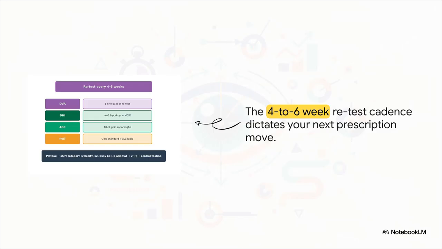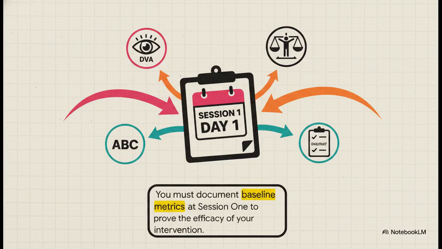To track these metrics properly, your retest cadence is everything. You want to bring patients back every 4 to 6 weeks. Why that specific window? Well, measurable VOR gain changes can actually be detected pretty early, but the subjective benefit, the functional stuff the patient actually cares about, that usually doesn't emerge until somewhere between weeks 3 and 6. So this specific timeline dictates your next move, telling you exactly whether you need to escalate the dose, maintain it, or refer them out.